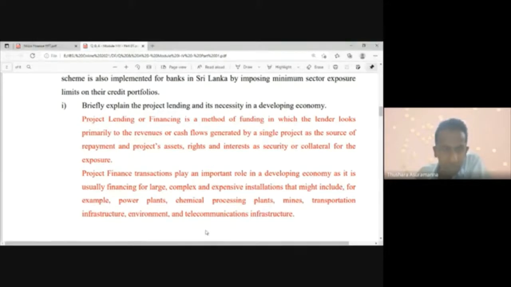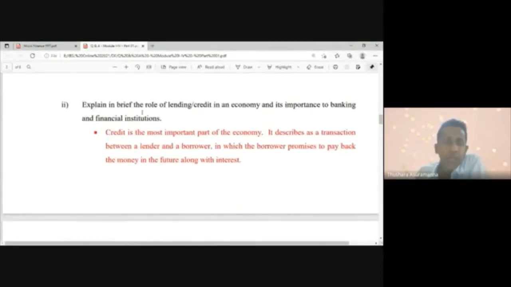We'll move to the next one. Explain briefly the role of lending in an economy and the importance of banking and financial institutions. Very general question. If you remember correctly, what is the importance of lending, importance of SME, importance of micro, importance of development finance, importance of microfinancing, right? So a general answer is being asked. So maybe the first one you can reproduce here, right?